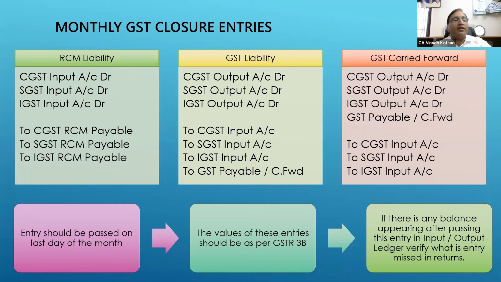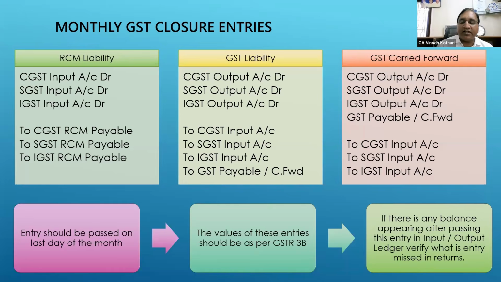So basically, see what happens when I pass a purchase entry. How do I pass it? Purchase account debit, input account debit, to party account. So whatever inputs I am getting during the month, it is debited to CGST input, SGST input, IGST input. The same way for output: CGST output, SGST output, IGST output. Then I prepare my GSTR-3B. When do I finalize my 3B? I finalize my 3B on the 21st or 20th of the next month.